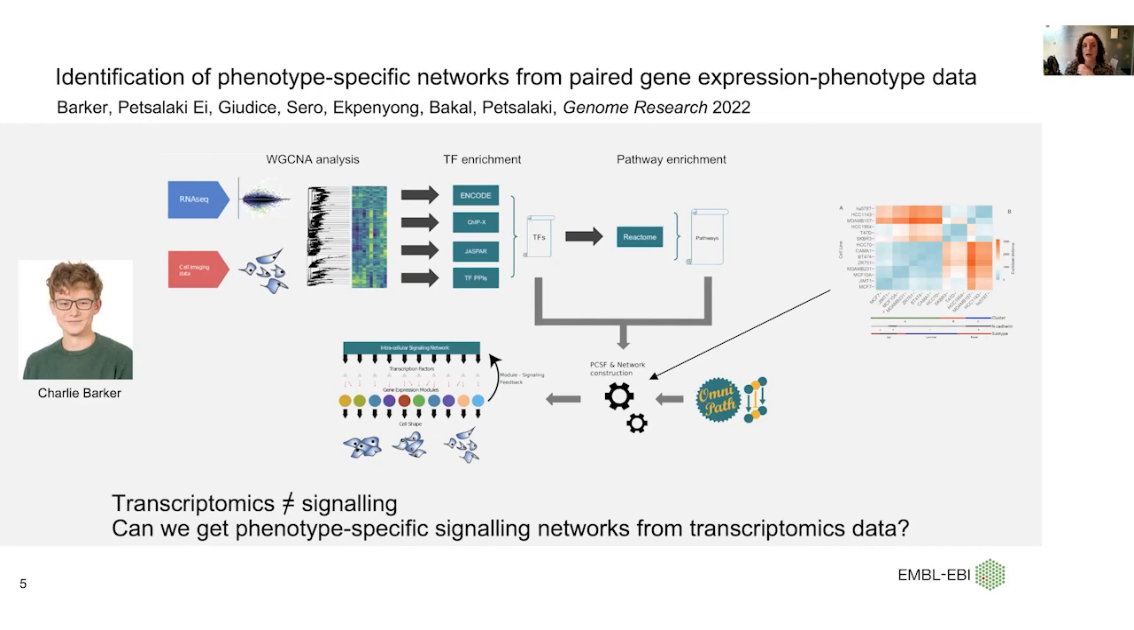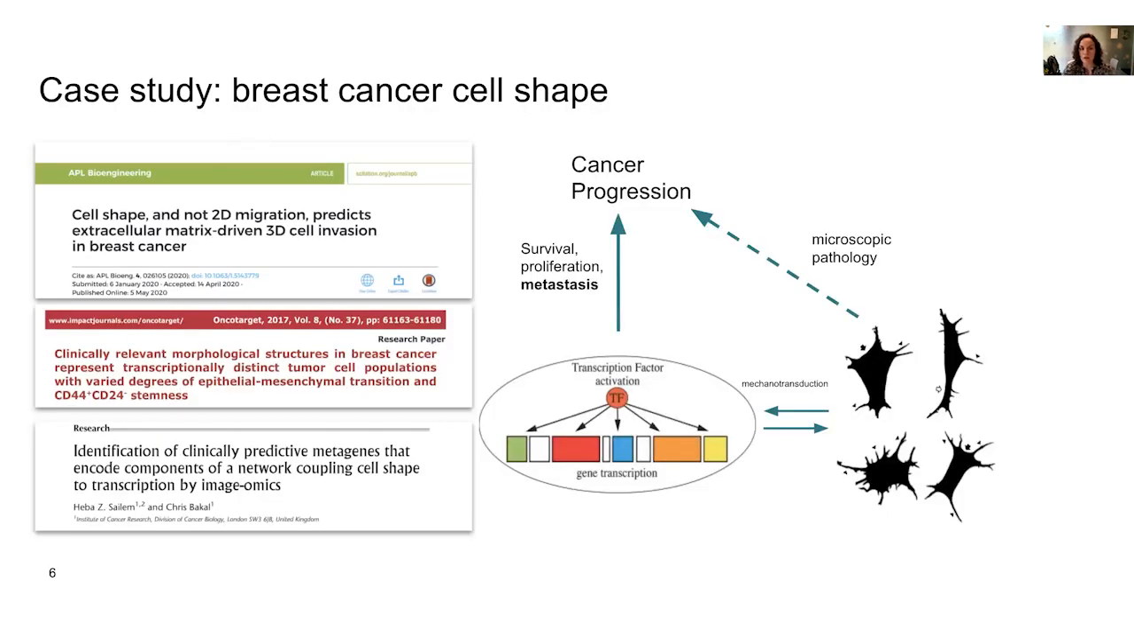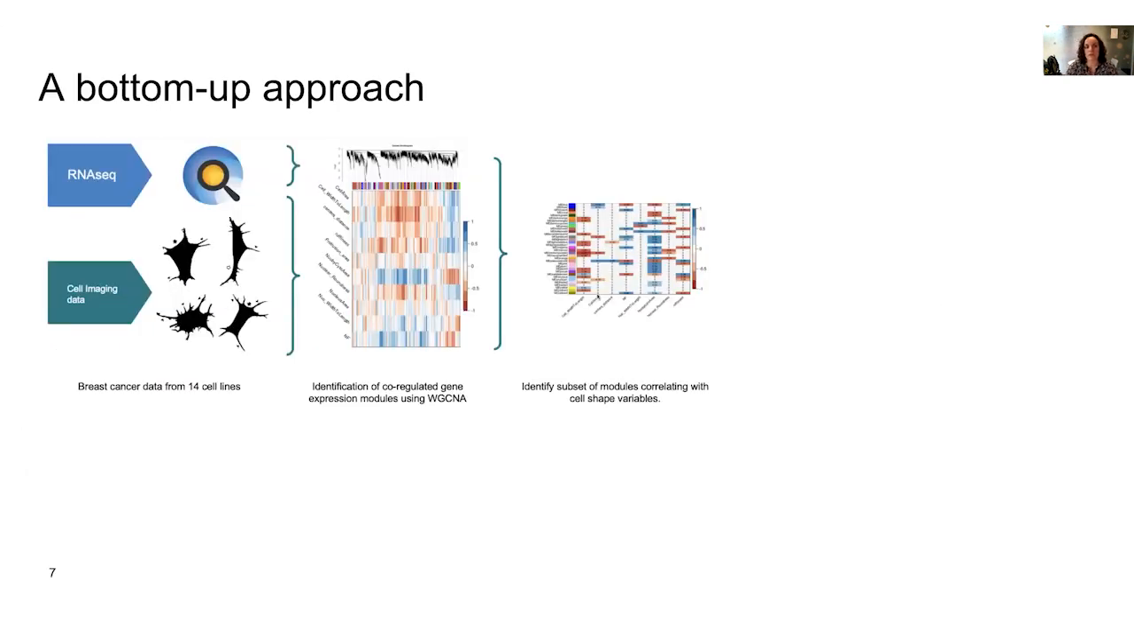As a case study, we used breast cancer cell shape. Why did we choose to do this? It is because cell shape is a very important prognostic marker for breast cancer patients. It has recently become apparent that it's not only signaling in the cell that regulates the cell shape, but also cell shape itself that regulates cell signaling. And so the cell shape determines a lot of things like potential for metastasis and all this kind of information. So it's quite important to understand and potentially modulate signaling that regulates and is regulated by cell shape in breast cancer. And so to study this, we started from two kinds of data.